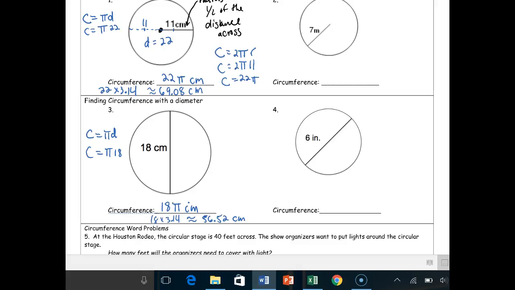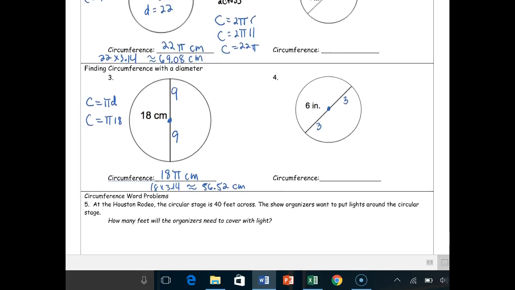So for number 4, again, this is a diameter. If it goes all the way across, it's a diameter, right? And so just to have this, right, the radiuses are 3. Same thing here, the radiuses are 9 and 9, right? But if we have the circumference formula of pi d, might as well just use that circumference formula. So you pause and try and do number 4.